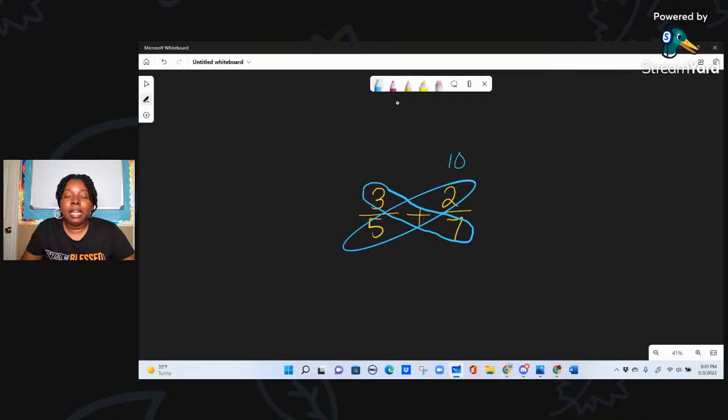7 times 3 is 21. There was a plus sign in the middle right here, so there's going to be a plus sign here. And we end our butterfly with multiplication, 5 times 7. So we multiply the denominators. You're going to get 35.